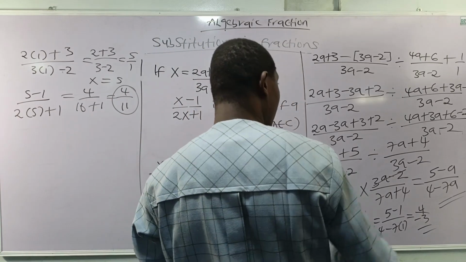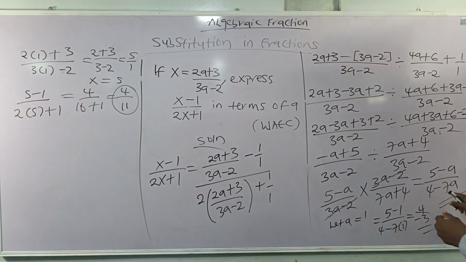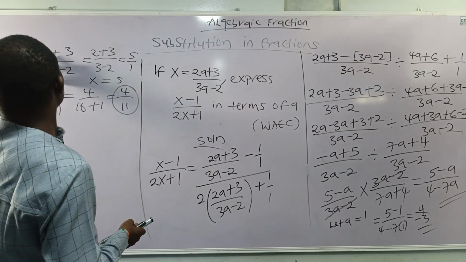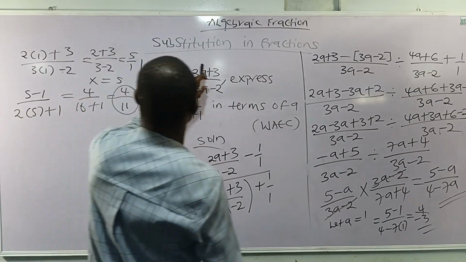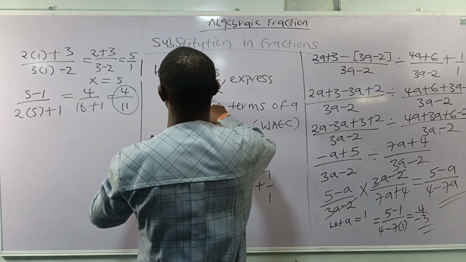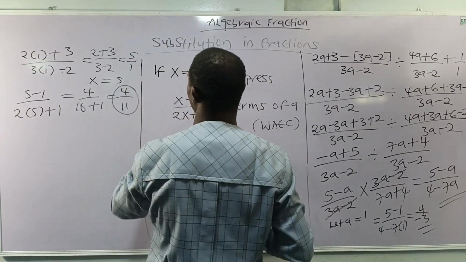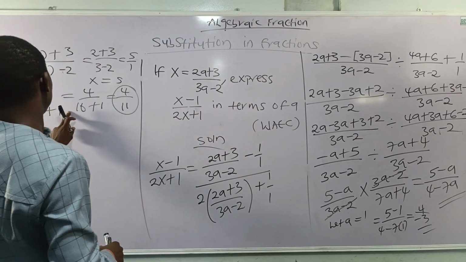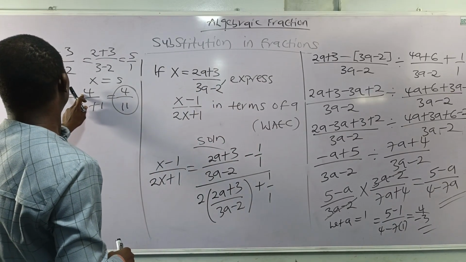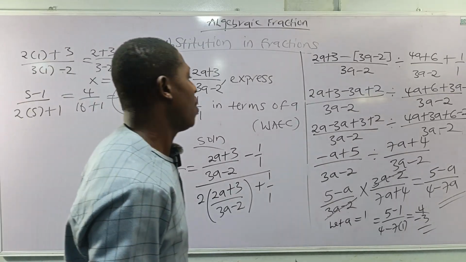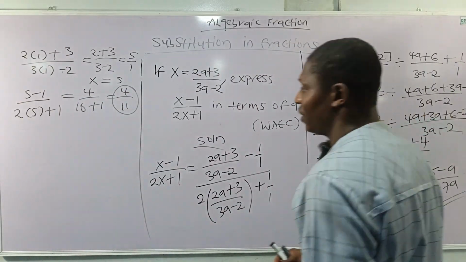Let's re-verify. 5 minus 1 is 4, and 7 times 1 is 7. 4 minus 7 is minus 3. So this is correct. Let's check again. 2 times 1, 2. 2 plus 1, 3. And this will give me 2 times 1, 2 plus this 3. So this is 5 over 1, correct. And I have 5 minus 1, which gives me 4. And 2 times 5, 10 plus 1. There must be an error.